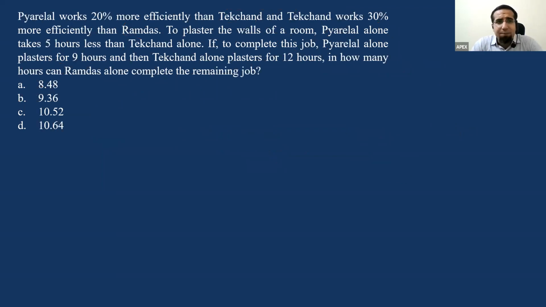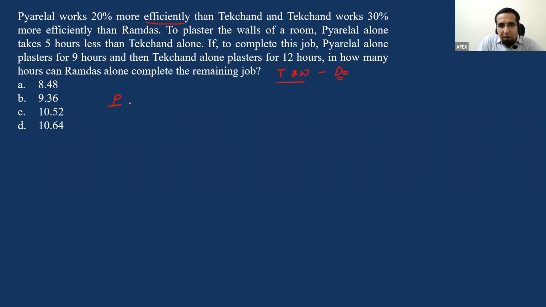Now, this question, when I read, Pyare Lal works 20% more efficiently than Tekchand. I always smile when I see the word efficiently, which means this question is coming up from a chapter called Time and Work. I have done Time and Work. It's a must-do topic. So I will definitely do this question.